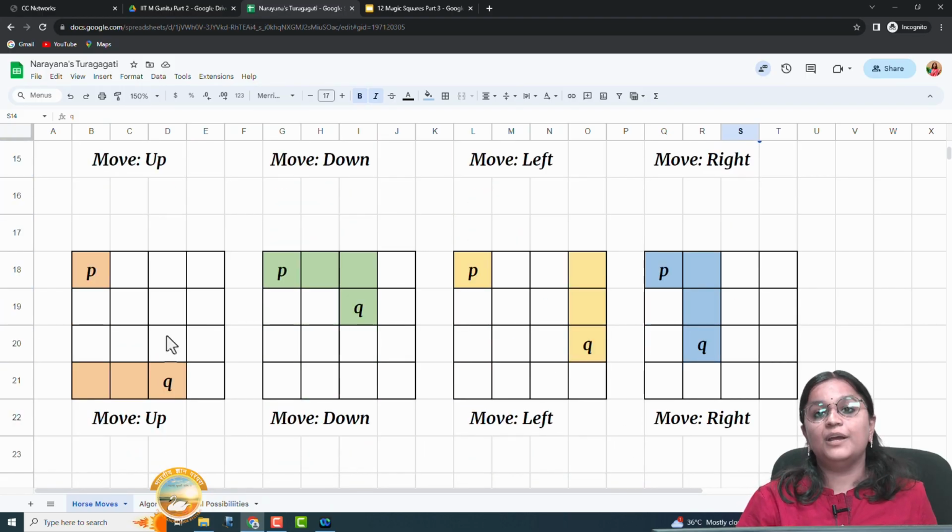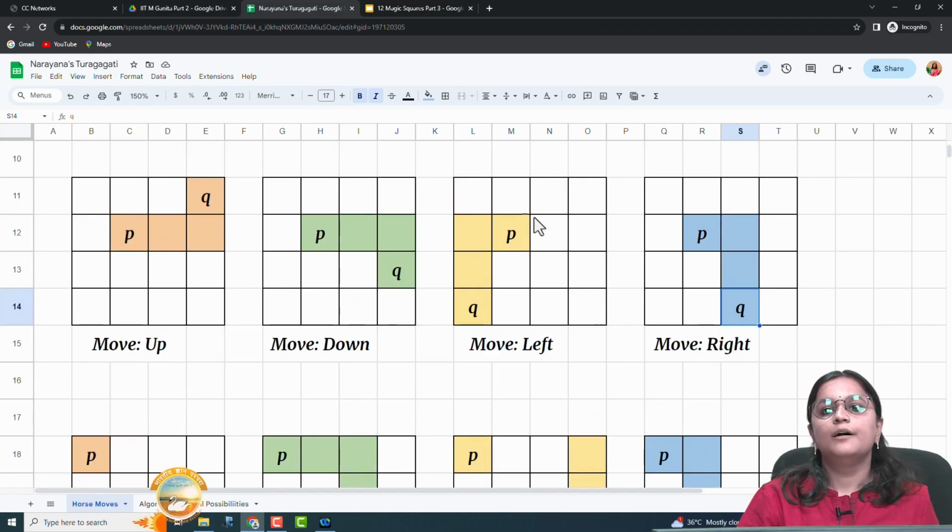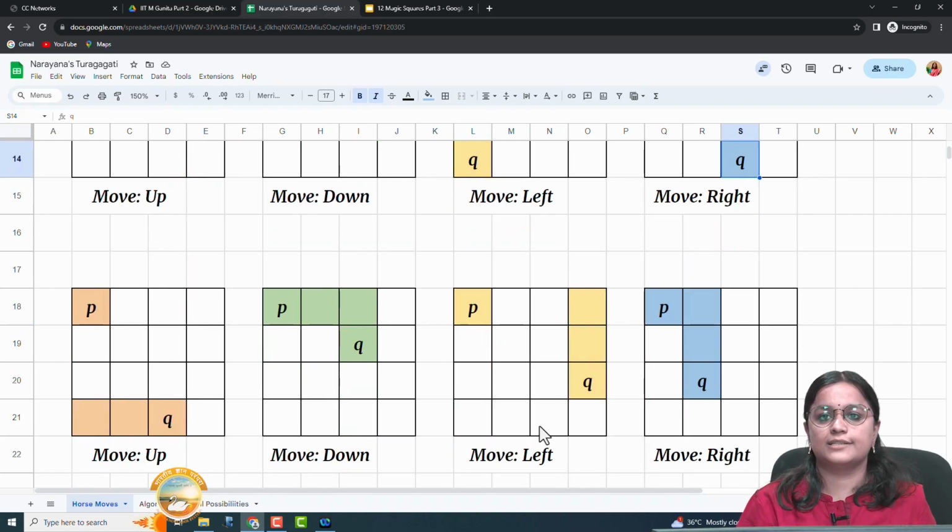But sometimes it may not be as straightforward as just placing a number within our magic square. What do we do in those cases? Let's find out.